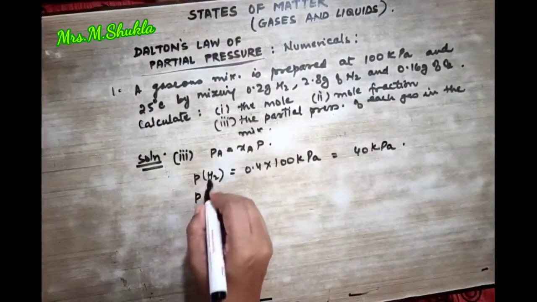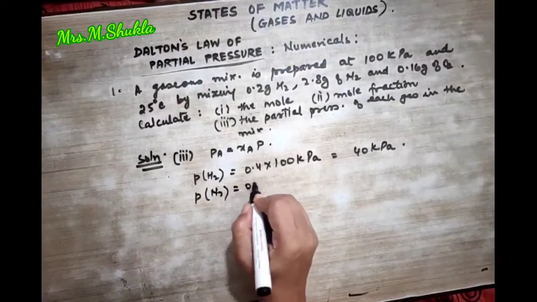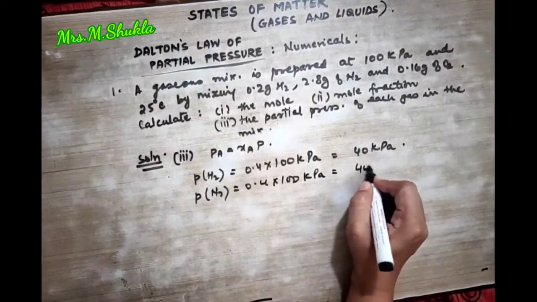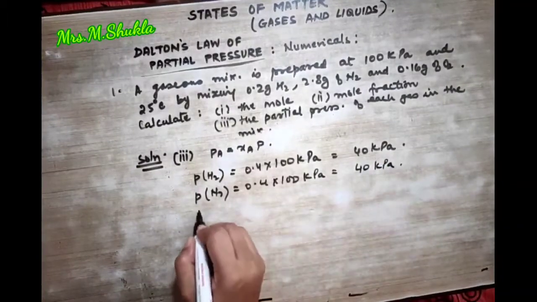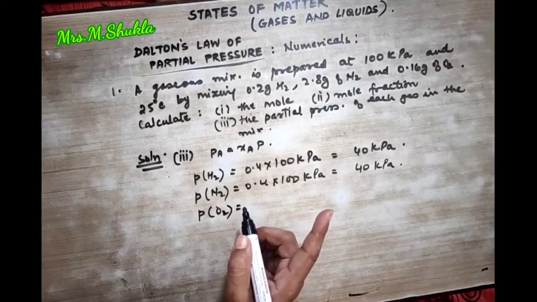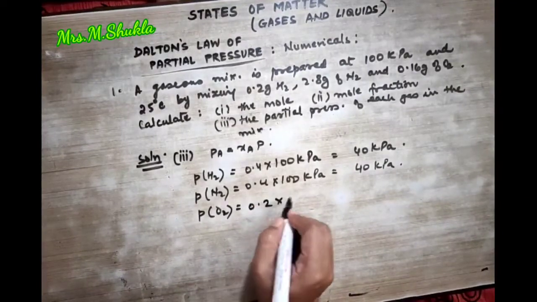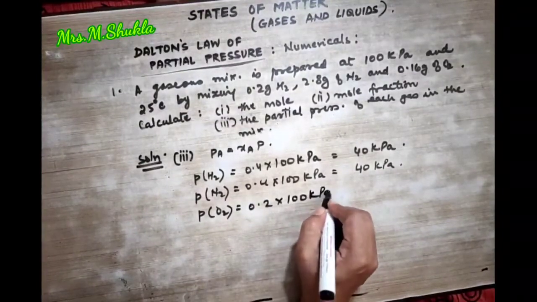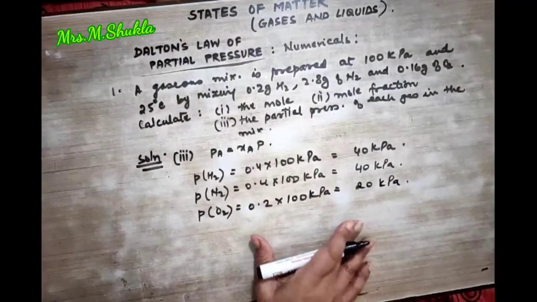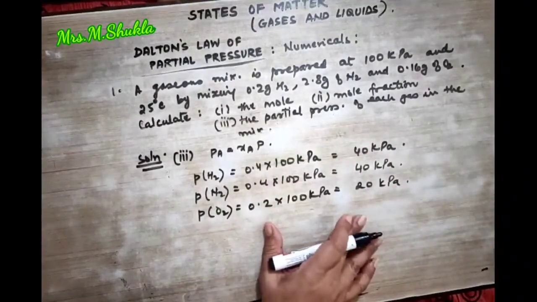Then for nitrogen, it will be 0.4 into 100. This is again equal to 40 kPa. And that of the oxygen gas, O2, this was given as 0.2, isn't it? 0.2 into 100. So this is going to give us 20 kilopascal. This is how we calculate the partial pressure of each gas in the mixture.